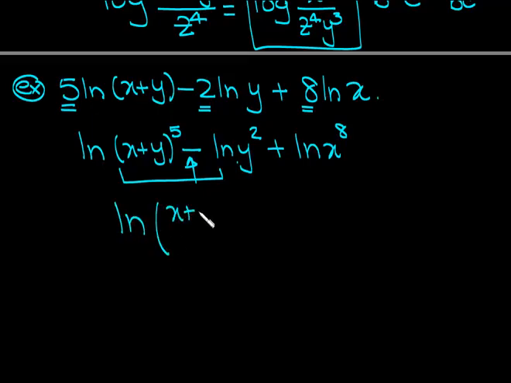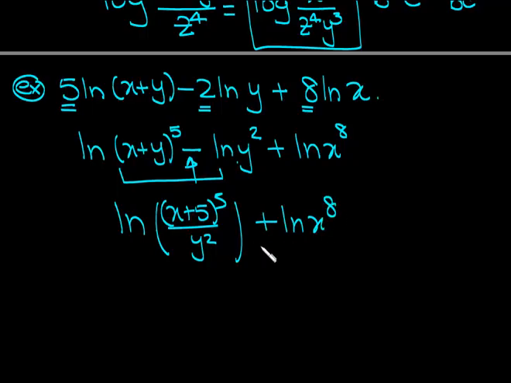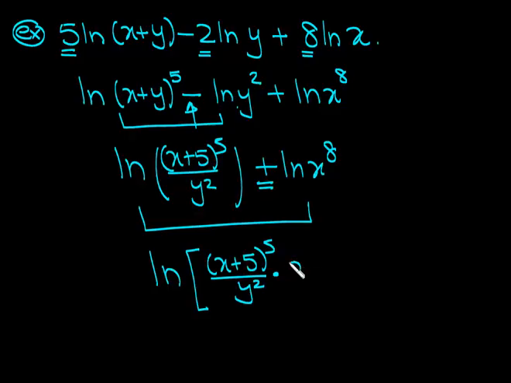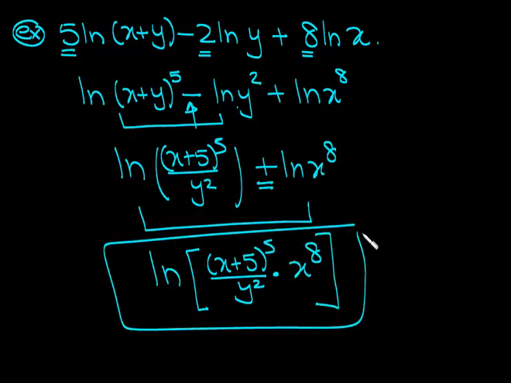So I can write it as ln of (x plus y) to the 5th power divided by y squared, plus ln of x to the 8. I can combine these two now. Because there's a plus in the middle, we'll use the product property. I get ln of (x plus y) to the 5th power divided by y squared, times x to the 8th. And there's your answer. Okay, we wrote it as a single log term.